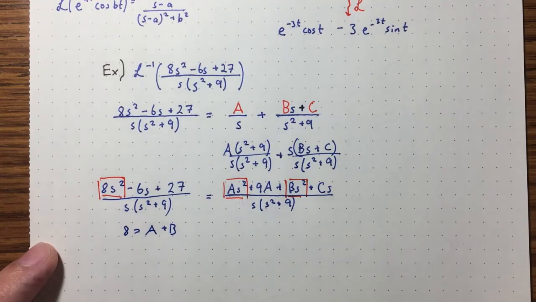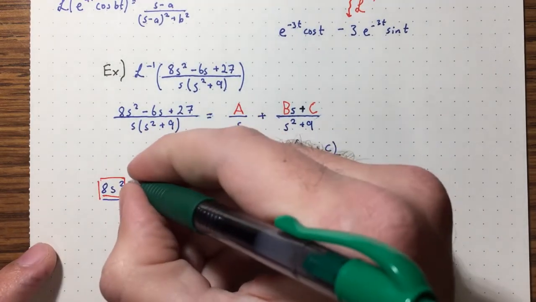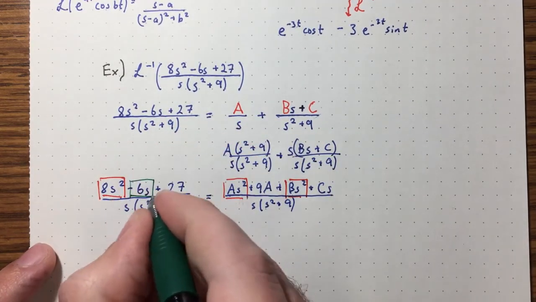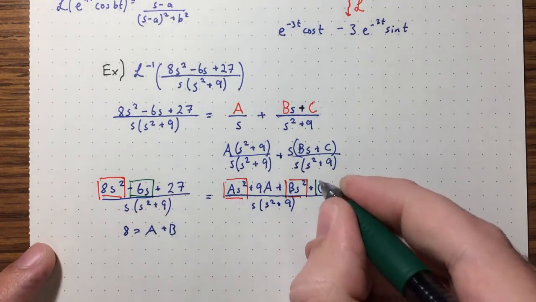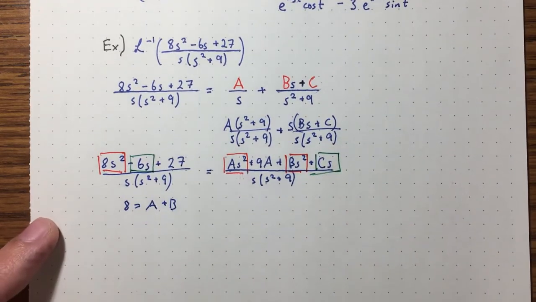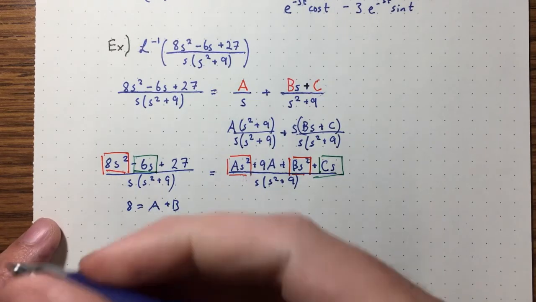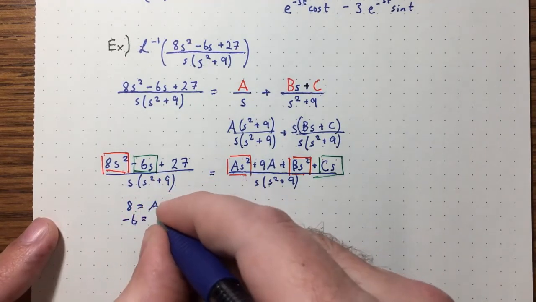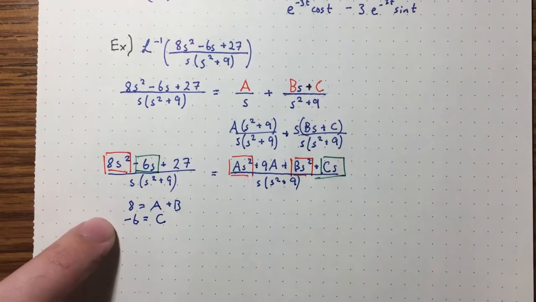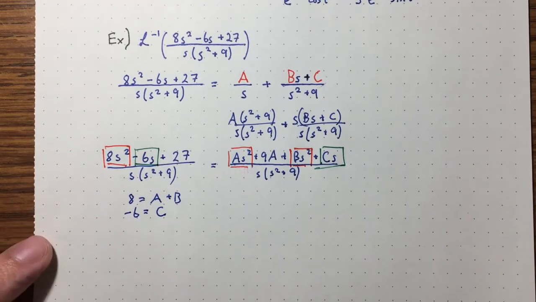Then let's use another color maybe. So then I have s terms. So there's minus 6s. Here I have cs, which means minus 6 has to be c. That was easy. So we got c automatically, and that'll often happen.